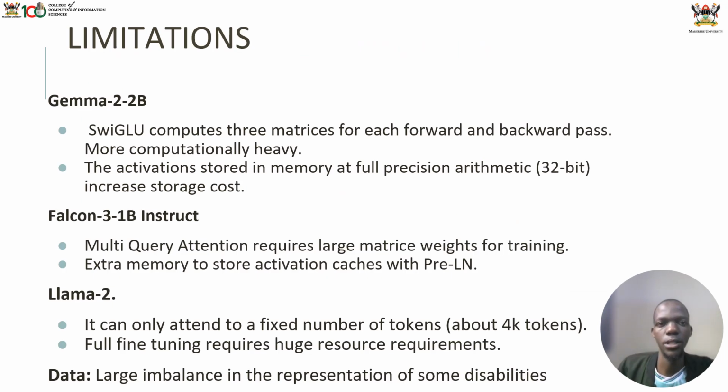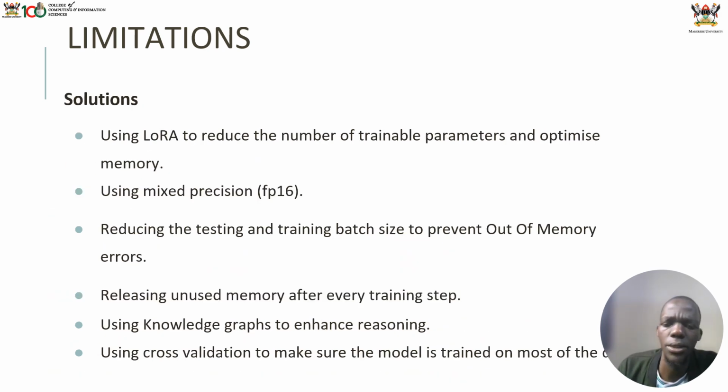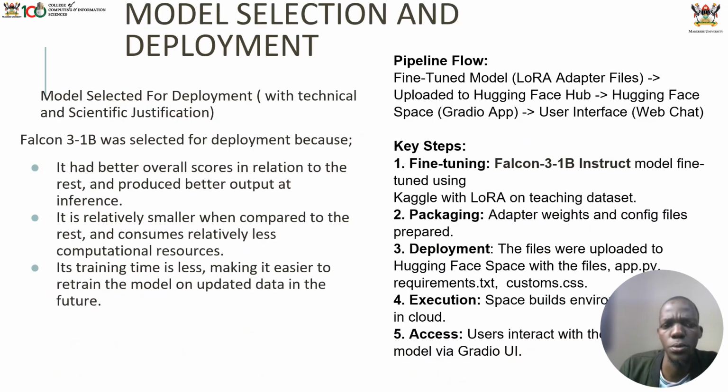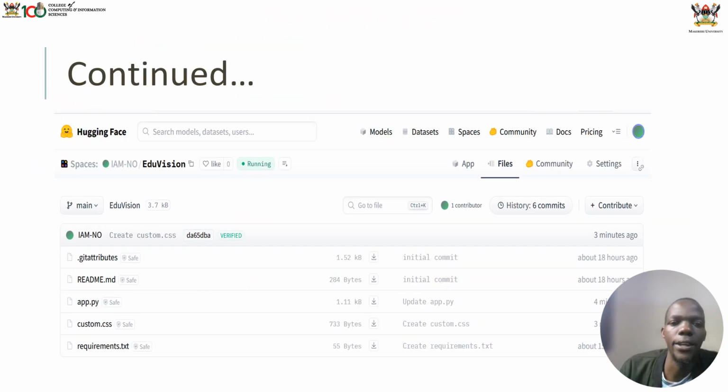And here we have the limitations of each of these models, such as the computation space, the GPU that they consume, and among others. Under the deployment part, as I mentioned earlier, we deployed the Falcon 3 because it had the best output compared to the rest, and it is now running on the Hugging Face servers here under our space, the Edu Vision, and we used Gradio for that, of course.